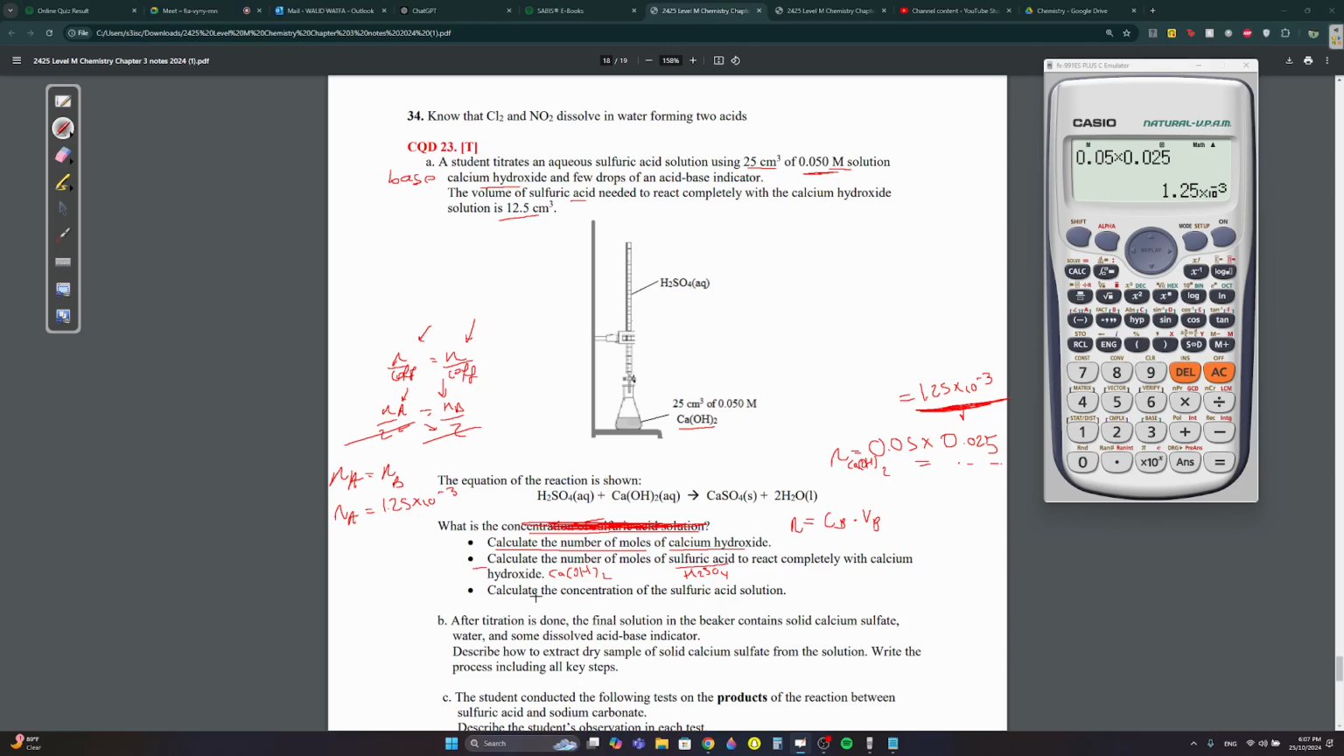For part C, calculate the concentration of the sulfuric acid solution. Do we have the moles? Yes. C is equal to the moles divided by the volume. So the moles we have 1.25 times 10 to the minus 3 over the volume. How much sulfuric acid volume do I have? It's 12.5, so 12.5 times 10 to the minus 3. And what do you get? Let me see. It's answer over 12.5 times 10 to the power of minus 3. You're going to get 0.1 mole.